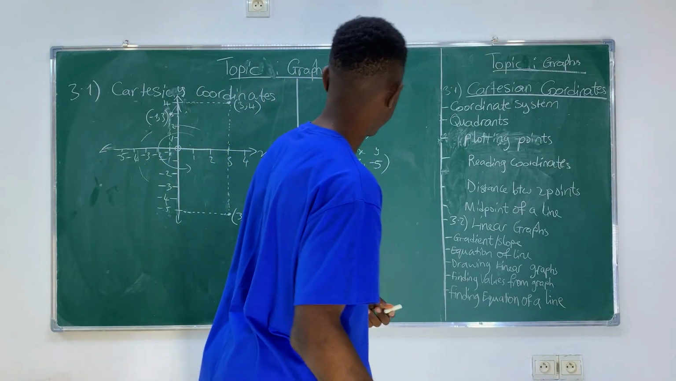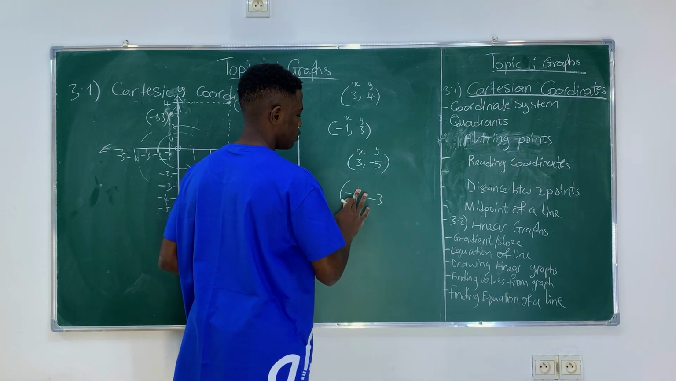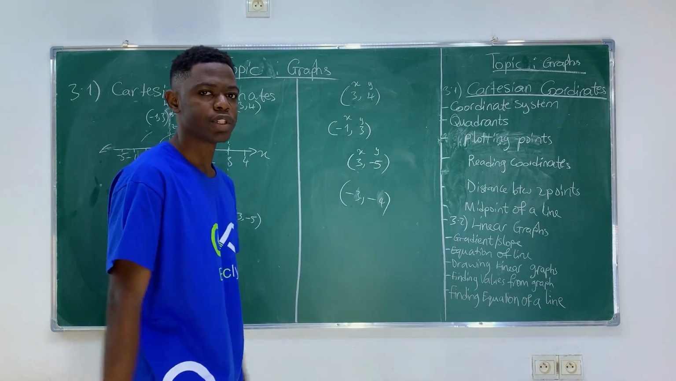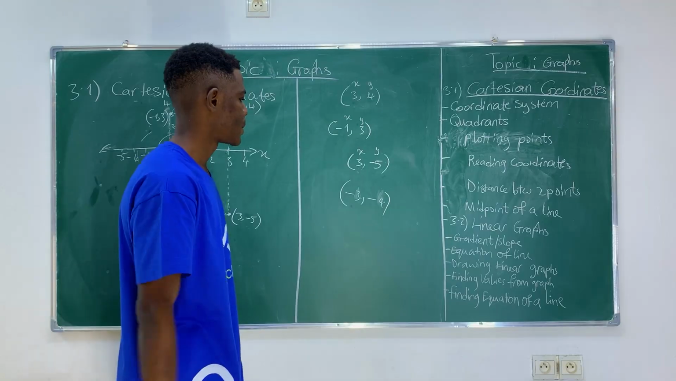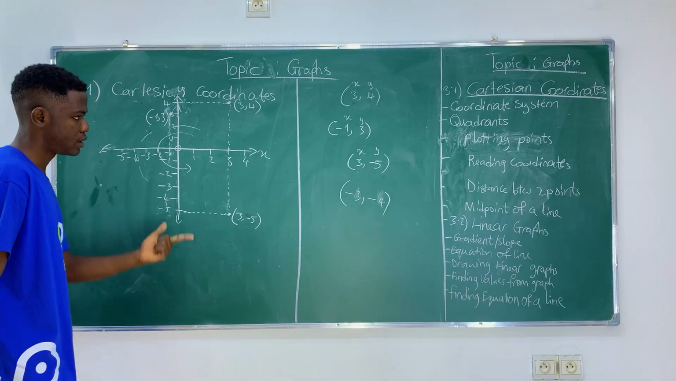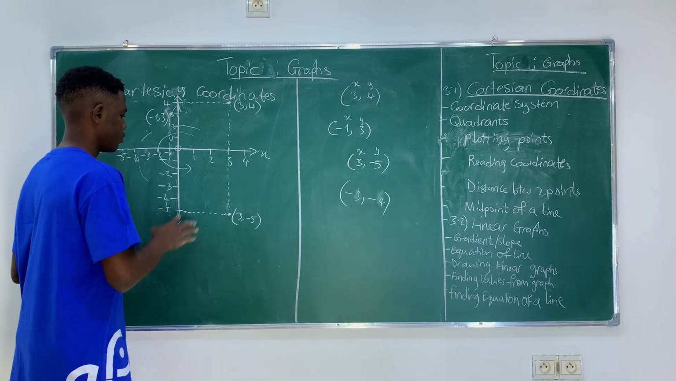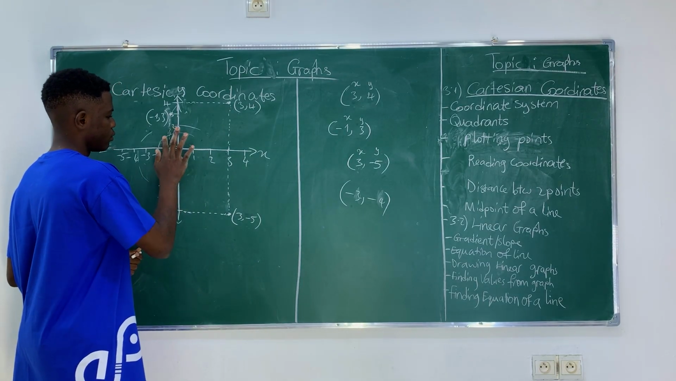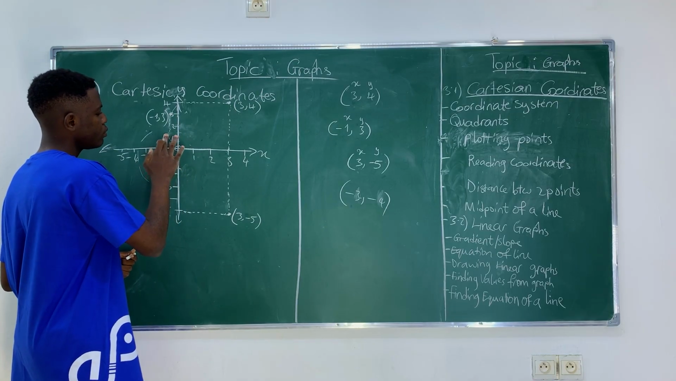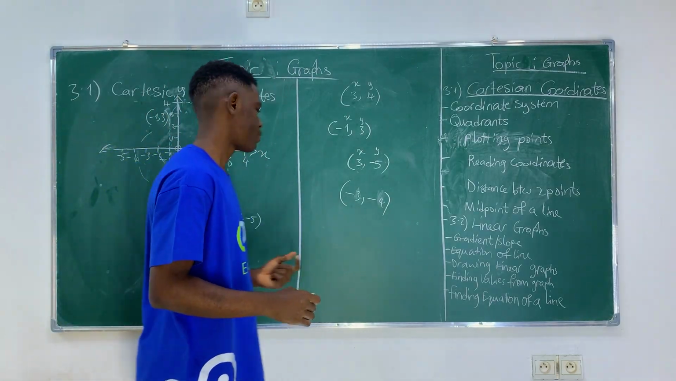So let's plot the last point. Let's plot the point (-3, -4). Where do you think that point is going to be in this graph? So let's plot the point (-3, -4).